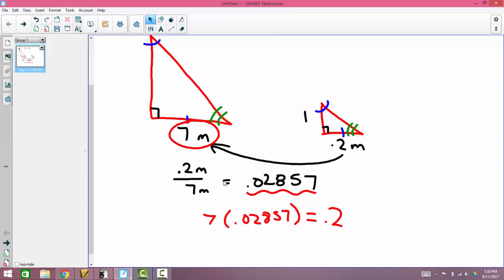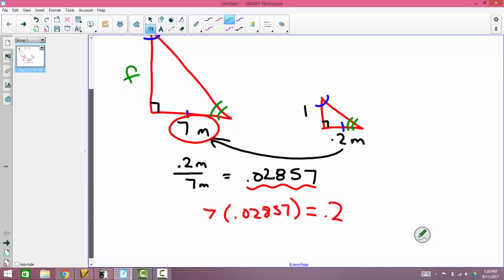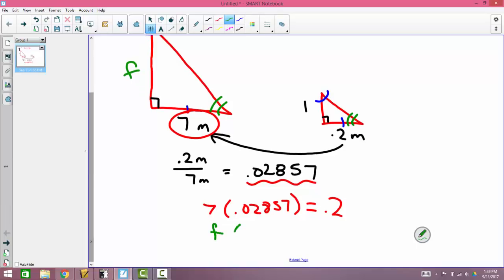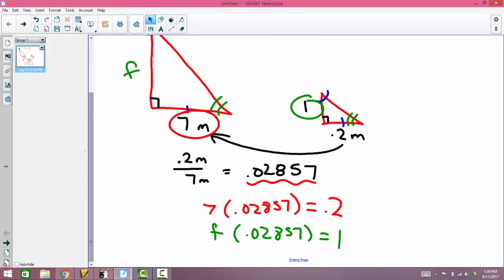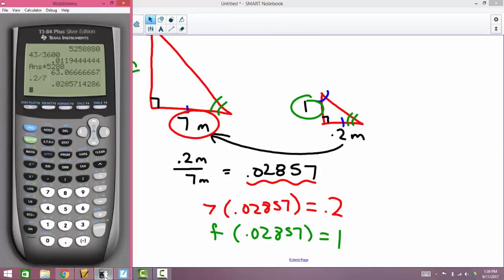So if I want to find this, we could call this side F for fun fill-a-pack. All right, so F times 0.02857 will equal 1. So to solve that, we would have to do 1 divided by 0.02857. So go back to your calculator and do 1 divided by, and instead of typing that decimal in, you can hit second and then the negative key, which is way at the bottom in the white, and that puts the last answer in. That is very helpful. So 35 is our answer to that side.